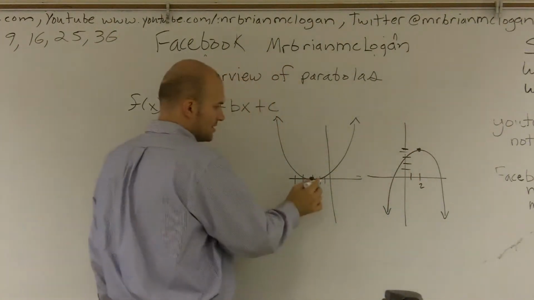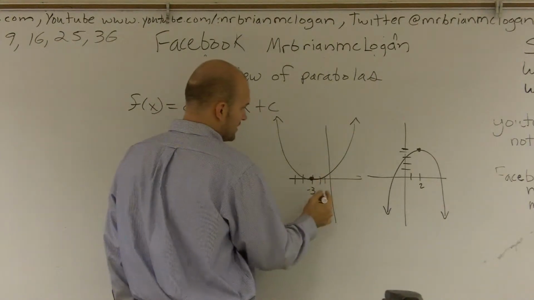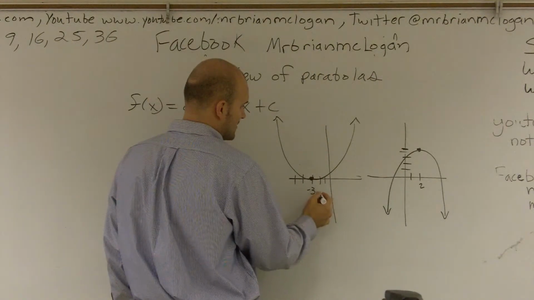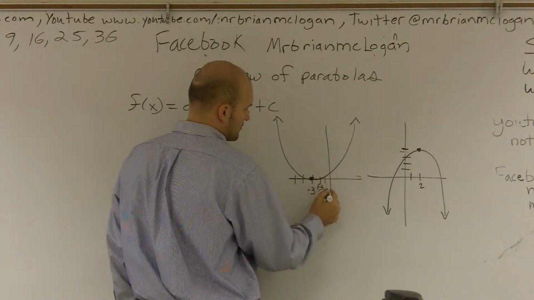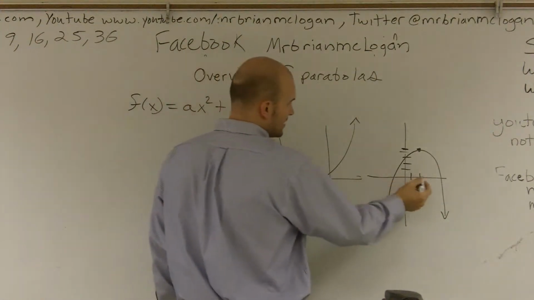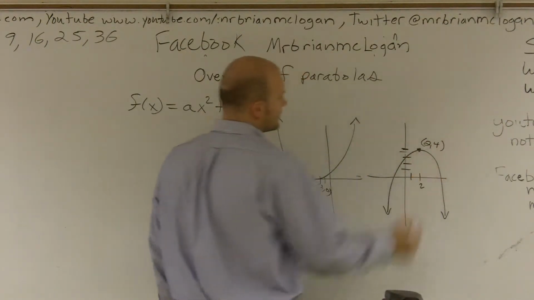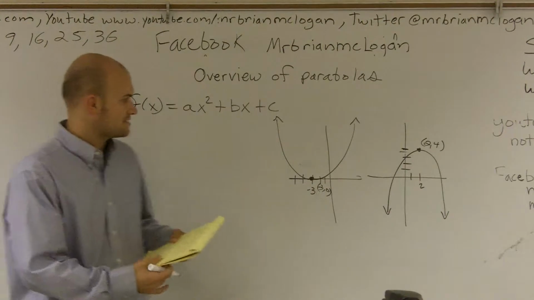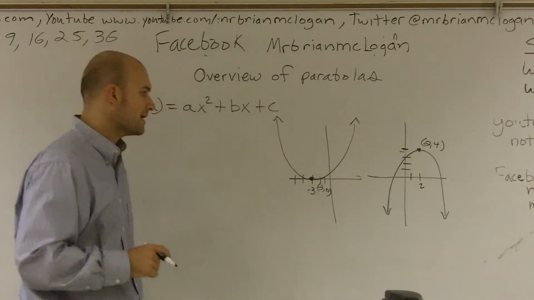So here, my point is -3, comma, actually, let me write it below here. It's -3, comma 0. And over here, I have my parabola at 2, comma 4. All right? So those are your vertexes. Those are at the bottom or the top of your parabola. And I'm going to show you algebraically how to figure that out.